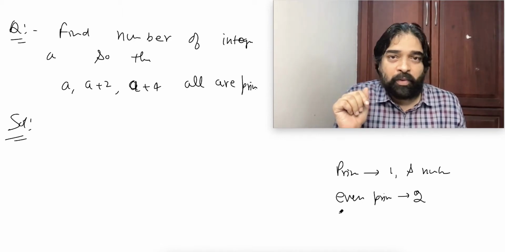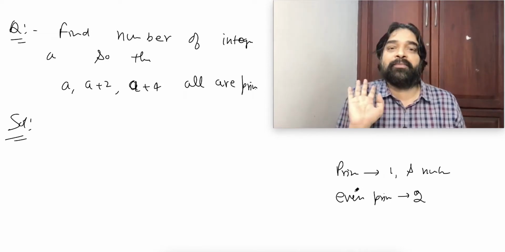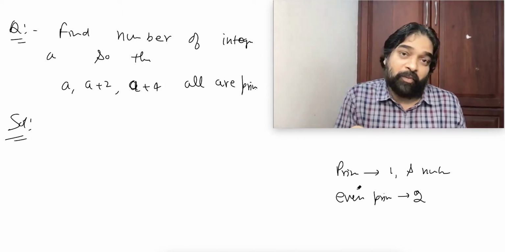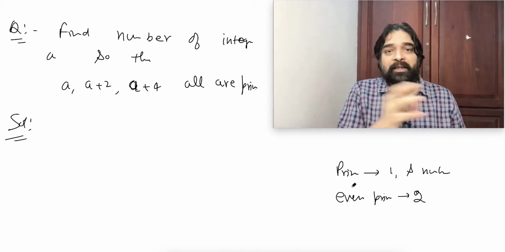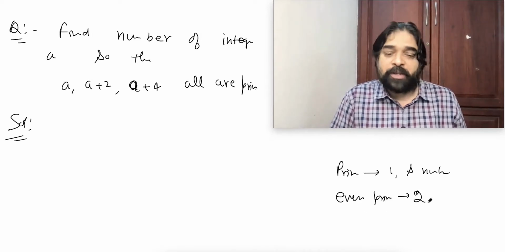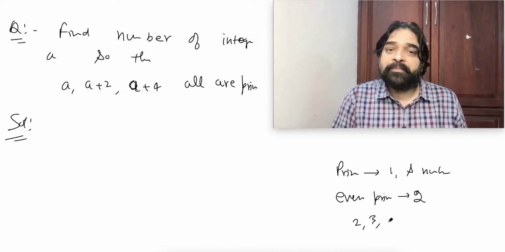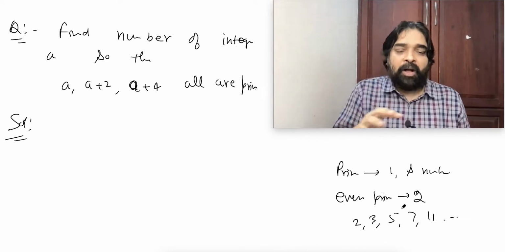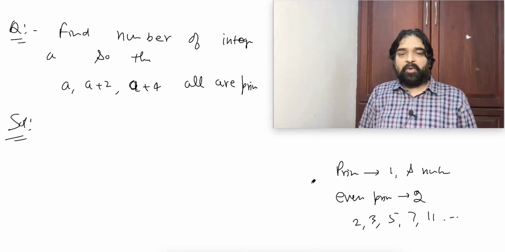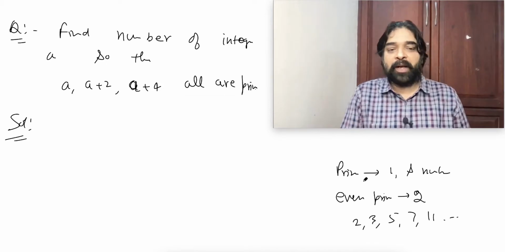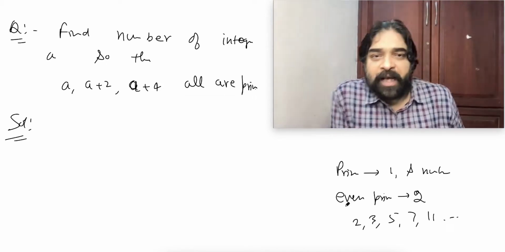Is 1 prime? No, because 1 has only one factor, 1 itself. So 1 is not a prime, 2 is a prime, 3 is a prime, 5 is a prime, 7 is a prime, 11 is a prime. Yes or no? And so on. On primes we'll discuss much more at a later stage, because primes are beautiful things. Still people do research on them. Right now I have just given you the basic idea.